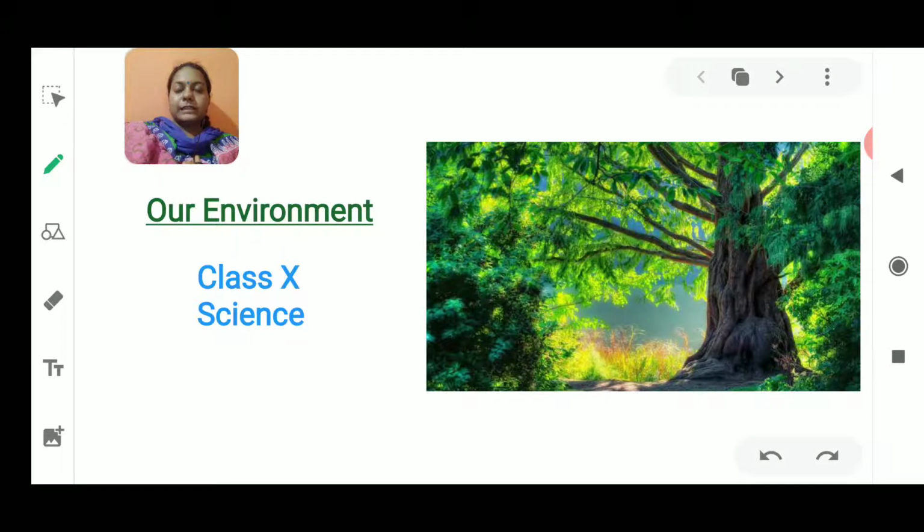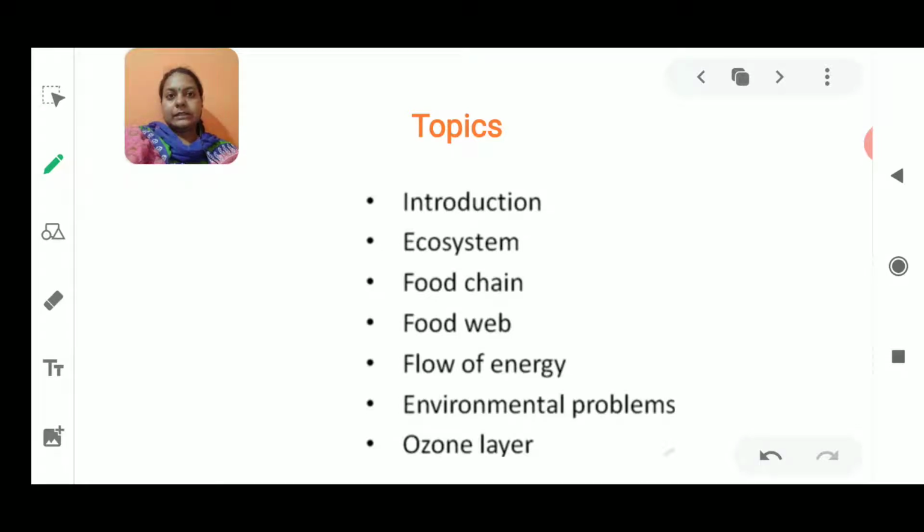So according to your NCERT book, let's go on to the first slide that shows us the topics to be covered in this lesson. First of all, I'll introduce you to the lesson. After the introduction, I'll give you the terms related to the environment, the first important term being the ecosystem. Then we will discuss the food chain, then the food web, and after that how energy is transferred in the food chain and the food web, that is, the flow of energy.